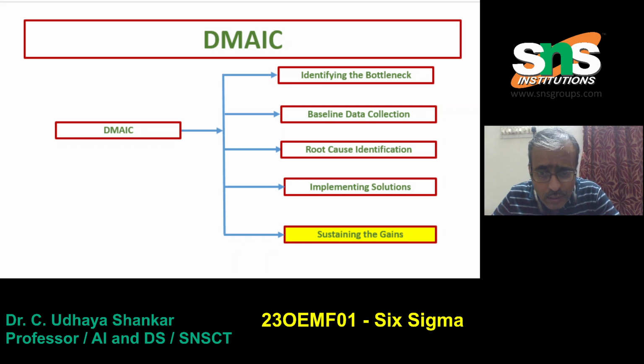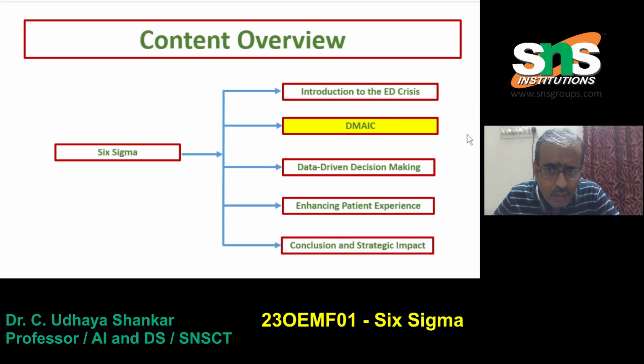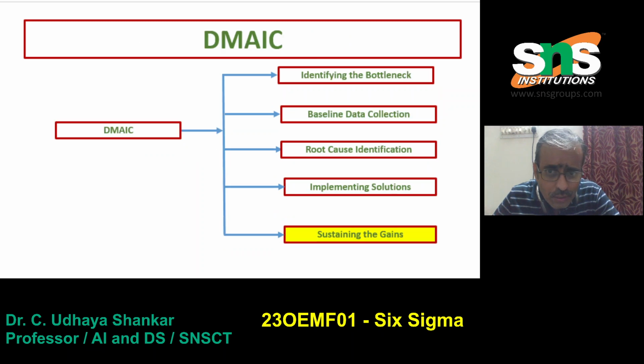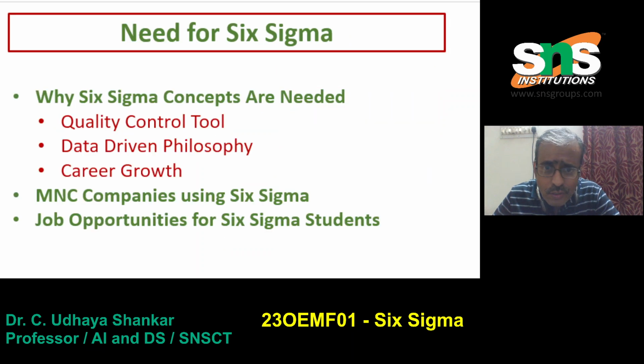So now let's move on. We have discussed sustaining the gains. Now, a small revamp of why we are going with Six Sigma. Why are Six Sigma concepts needed? Because it is a quality control tool. What do you mean by Six Sigma? It is a quality control tool, and it uses a data driven philosophy in order to achieve a better phase shift in the culture.